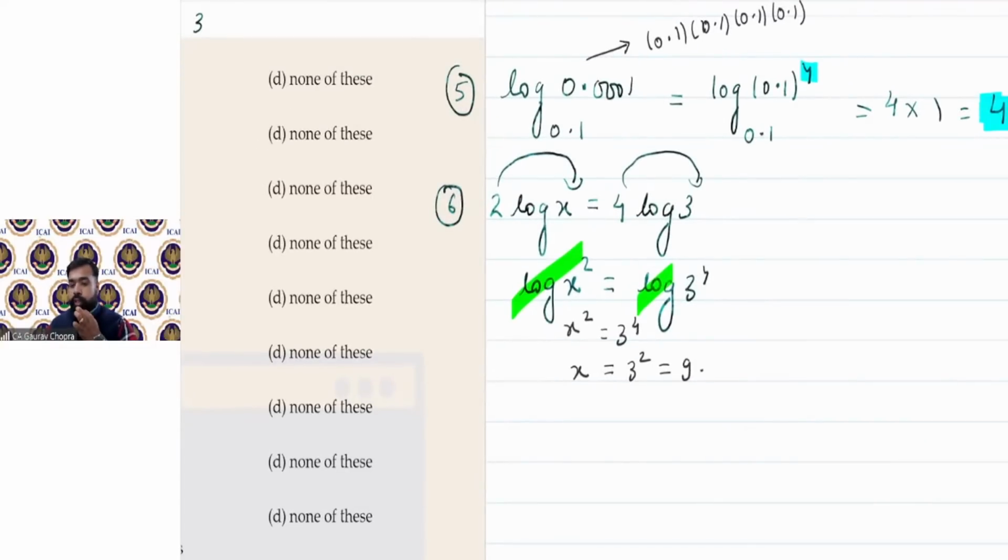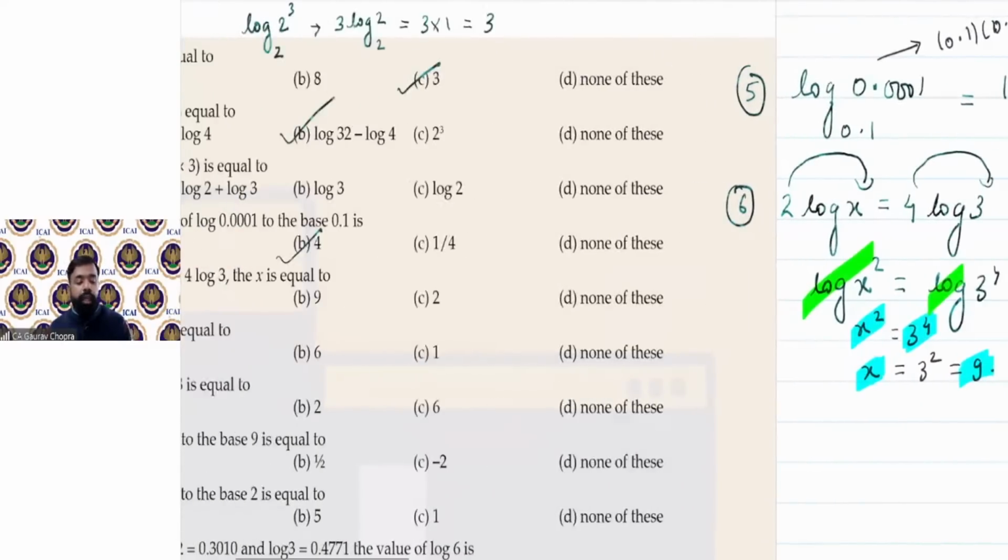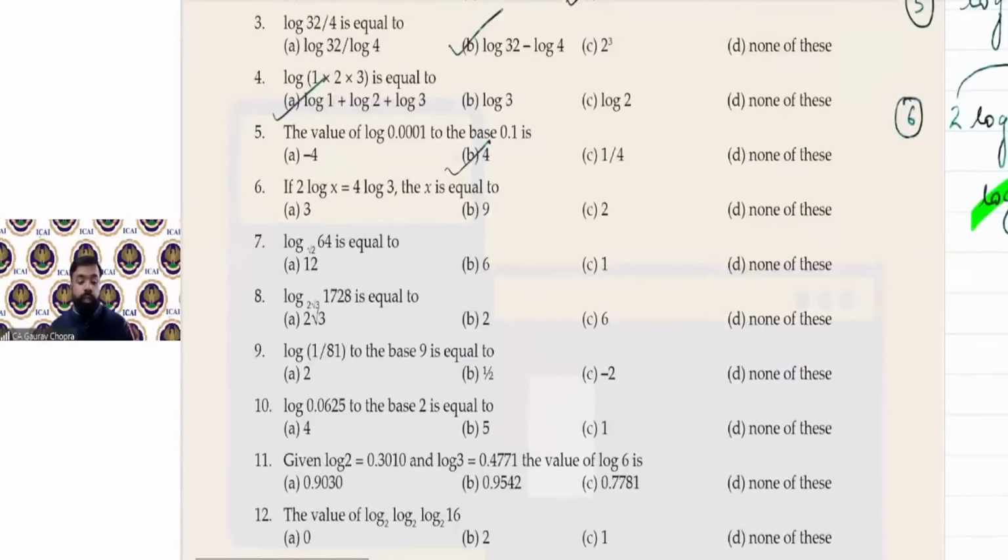And in the sixth one, 2 log of x is 4 log 3. So again, we have applied the property of power first. So it became x square and 3 to the power of 4. Now, log is available on both the sides, so it will get removed. So what is left? x square is equal to 3 to the power of 4. Therefore, the value of x will be 9. The value of x equal to 9. This is the sixth one.